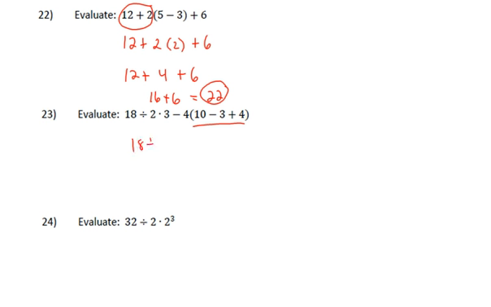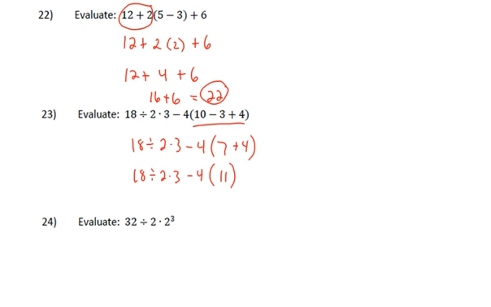So we're going to do 18 divided by 2 times 3 minus 4. And then this is going to be 10 minus 3 is 7 plus 4. Like I said, I'm going to do this in every single detailed step. Some of the students might be able to go through and do some of these in their head. And then 7 plus 4 is 11. And now you can go through and do multiplication, division, working left to right.